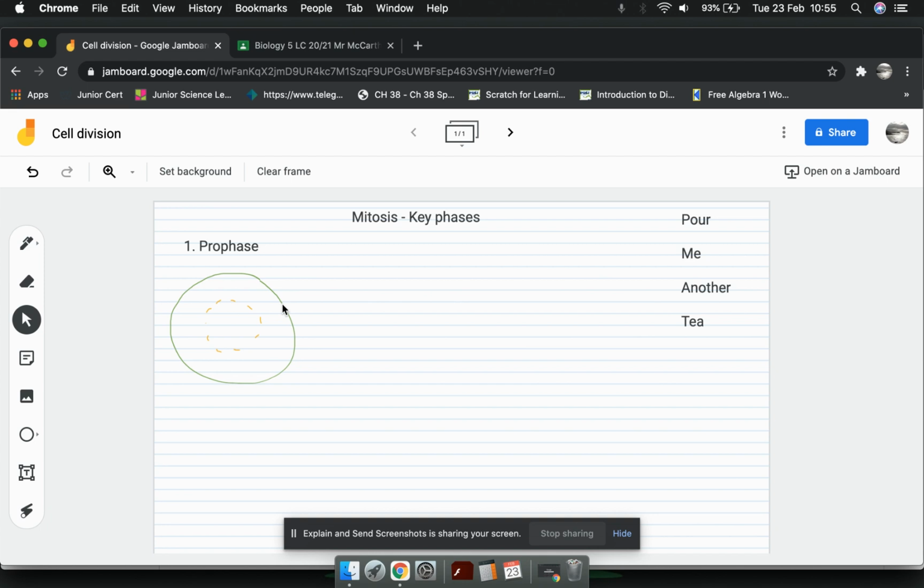Now, there's one thing I want to introduce you to, and that is 2n equals 6. Let's say, for argument's sake, this is a Leaving Cert exam question, and I was asked to represent a cell that was diploid and has 6 chromosomes. That would be represented by 2n equals 6. So inside this nucleus, I need to represent 6 chromosome structures. In prophase, these are just randomly located. So I've now got 5. I need to represent one more.